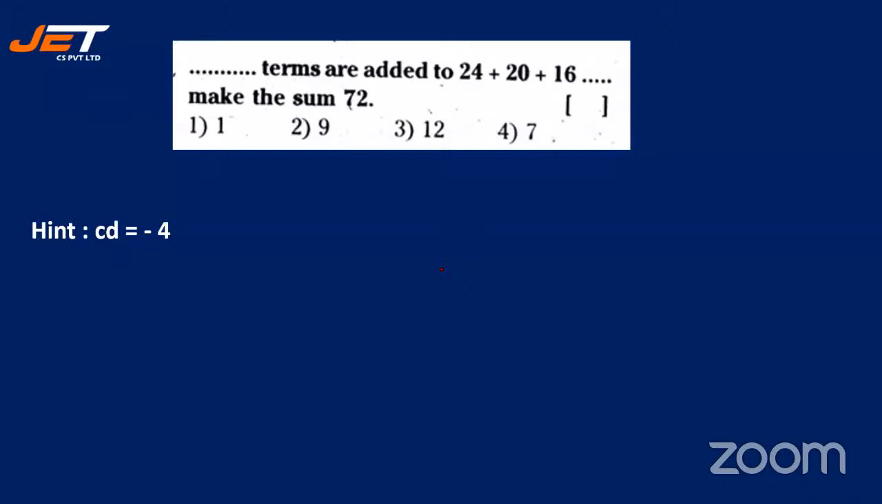Dash terms are added to 24 plus 20 plus 16 and so on to make the sum as 72. All right, so give me your answer. The common difference is -4. How? T2 minus T1, 20 minus 24 is -4. Yes. So now you can give me the answer.